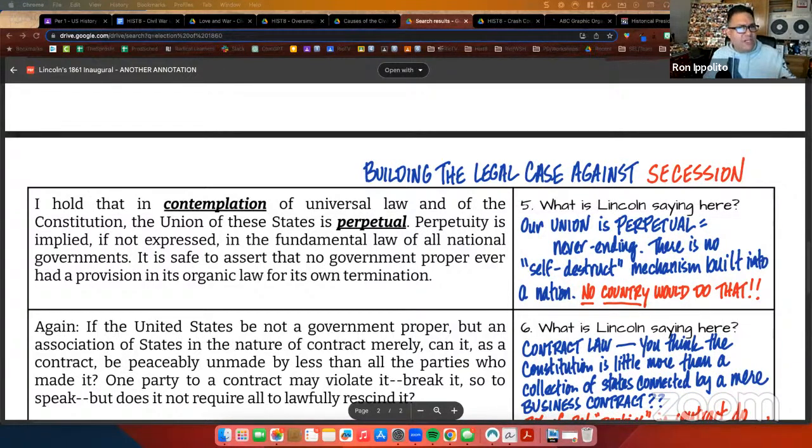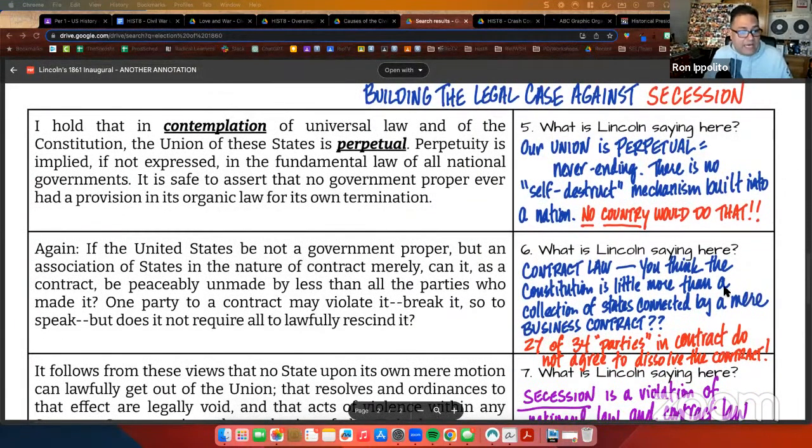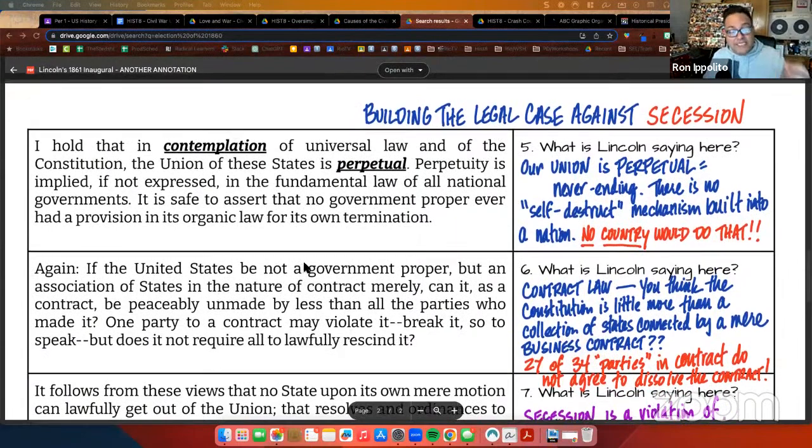So you can't say, well, we'll just decide to end the contract. No country is going to build a self-destruct mechanism into its own nation. You can't do that. And if you're calling this a contract, if this is truly a contract, doesn't every party to the contract need to vote to dissolve the contract? Not just one state or two states or 7 states or however many states. Everybody needs to agree to dissolve the contract because, again, he's a lawyer. He's building a legal case against secession.